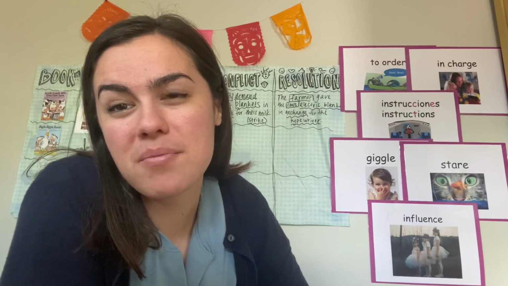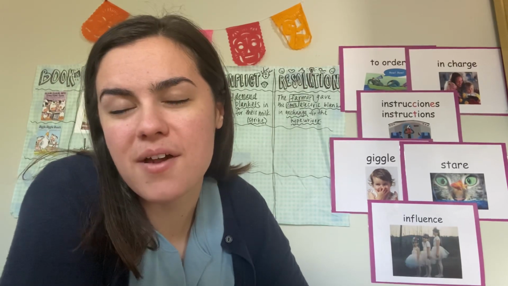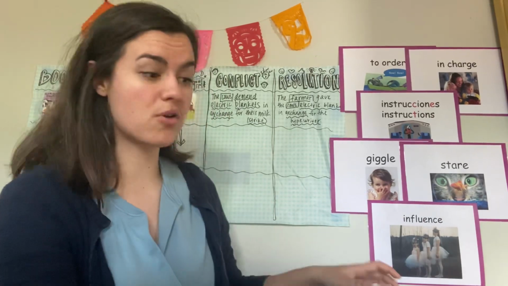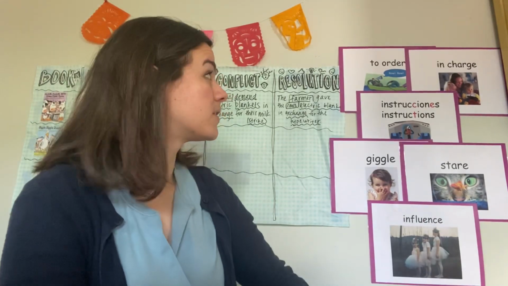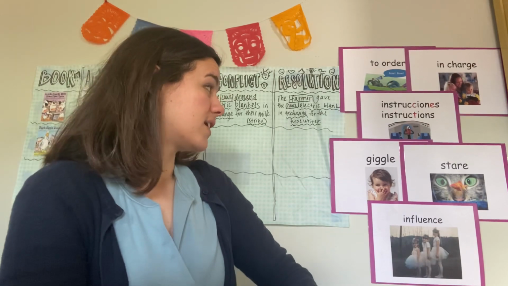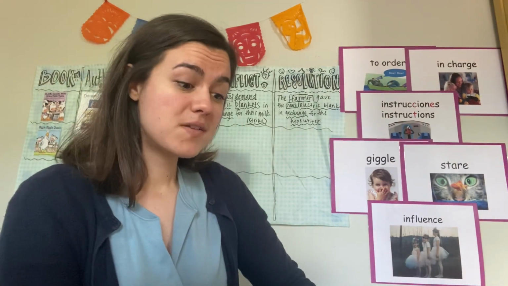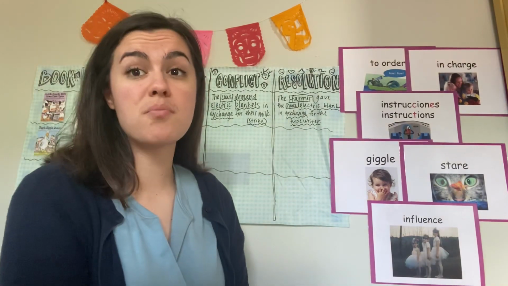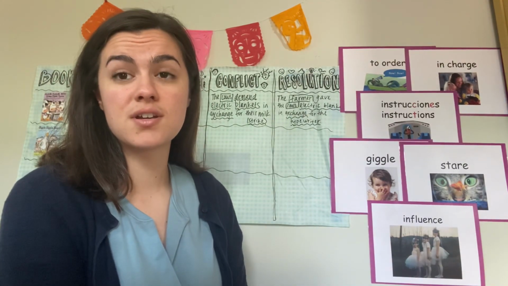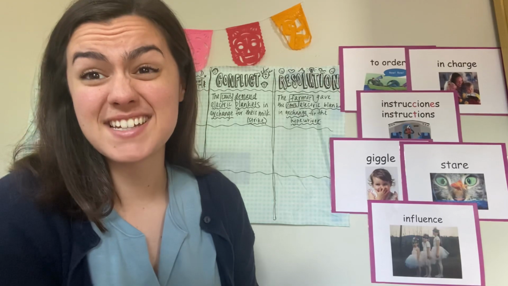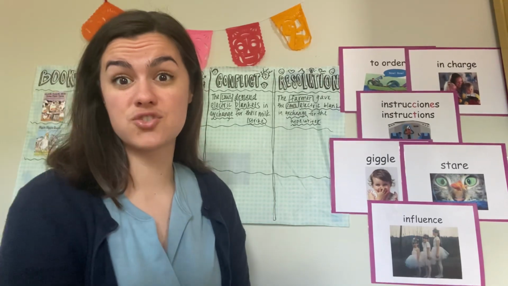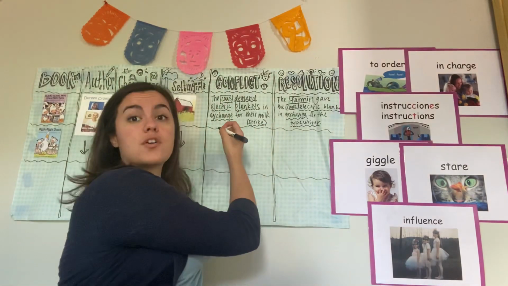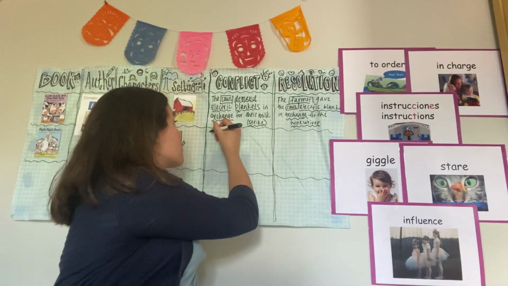Bueno, amigos, what is our conflict here? What is Farmer Brown's problem? Farmer Brown's problem is that he left his brother Bob in charge, and Duck is changing the instructions, right? So I'm going to write that over in our conflict box.